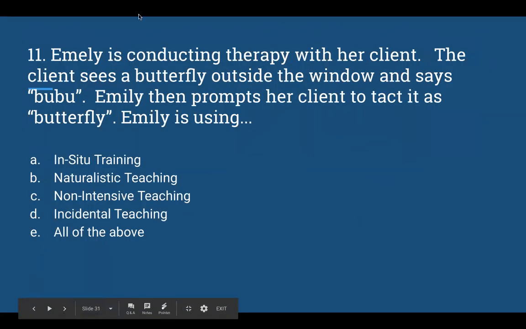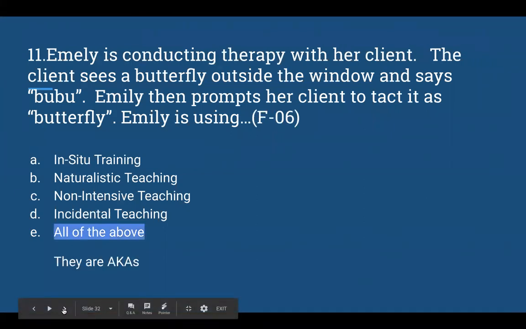Nice job, guys. Okay. Emily is conducting therapy with her client. The client sees a butterfly outside the window and says, boo-boo. Emily then prompts her client to tact it as butterfly. Emily is using what? In situ training, naturalistic training, non-intensive teaching, incidental teaching, or all of the above? All of the above. Wow, that was fast. Somebody has been studying their AKAs.